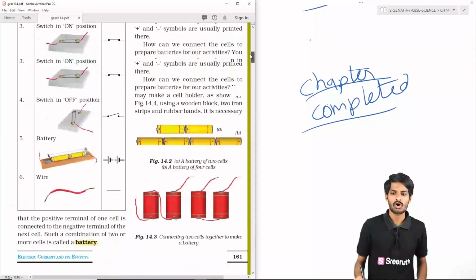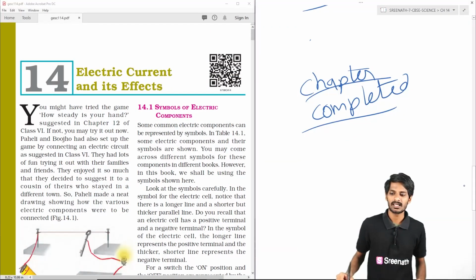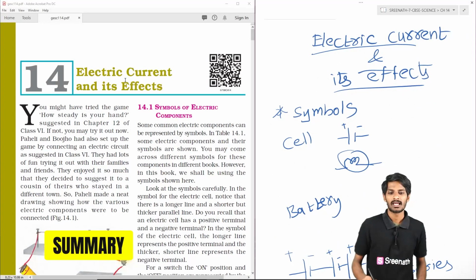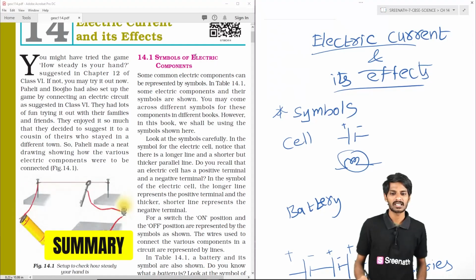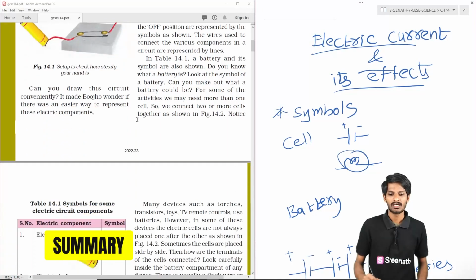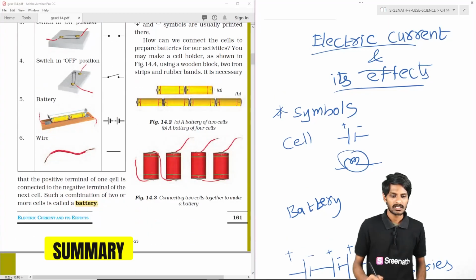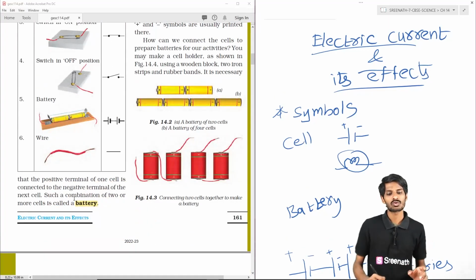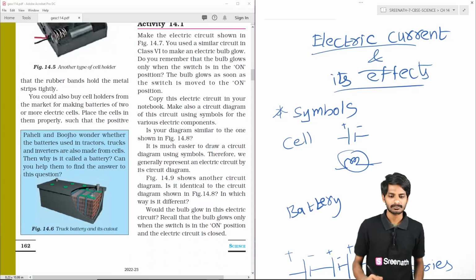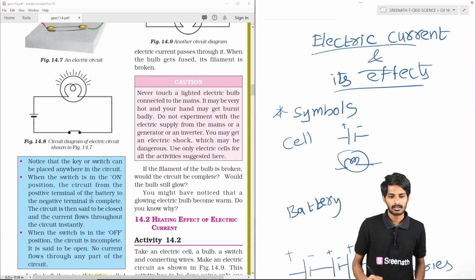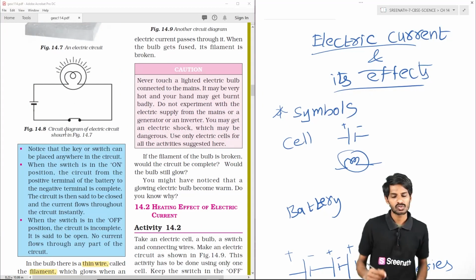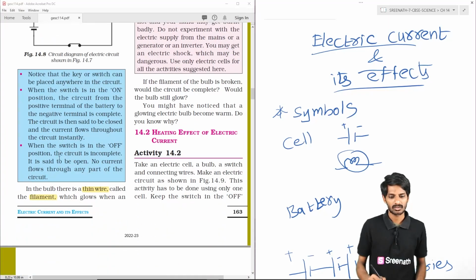Before we stop this session, let's see the summary. Electric current and its effects, students. First thing is the symbols of electric components. These are the electric components, and these are the symbols. A battery is nothing but one or more cells connected together. In this way they can be connected. Next thing is the circuit diagram. Using the symbols, we can draw the circuit diagram.